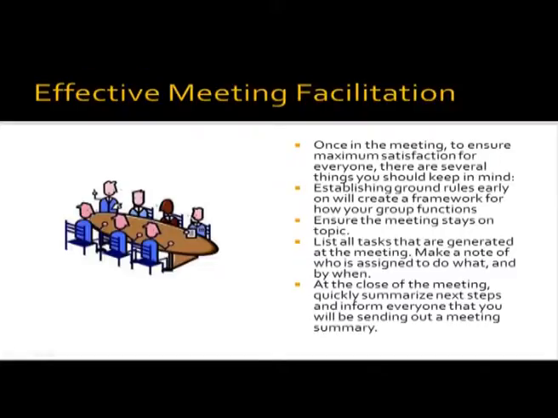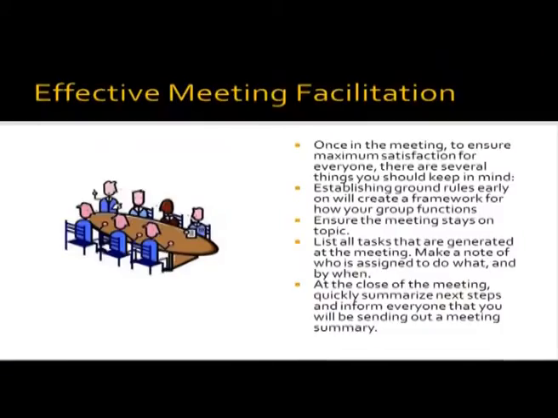An ideal meeting and a real meeting are very different, because in a real meeting there are always people who come out looking unhappy. They are unhappy with the decisions that are made in the meeting, but one should try to make sure of maximum satisfaction for everyone. What are the things one can do to make sure that everyone comes out looking satisfied? First of all, establish ground rules early, which will create a framework for how your group functions.